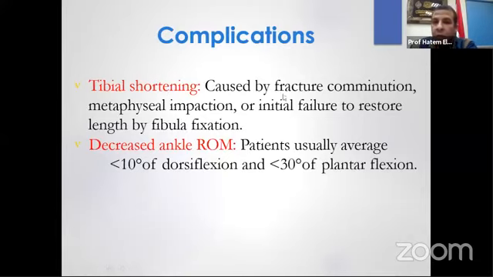Tibial shortening is caused by fracture comminution and metaphyseal impaction, or initial failure to restore length of the fibular fixation. Decreased ankle range of motion may occur as a complication, with a range between 10 degrees dorsiflexion and less than 30 degrees plantar flexion. Thank you.